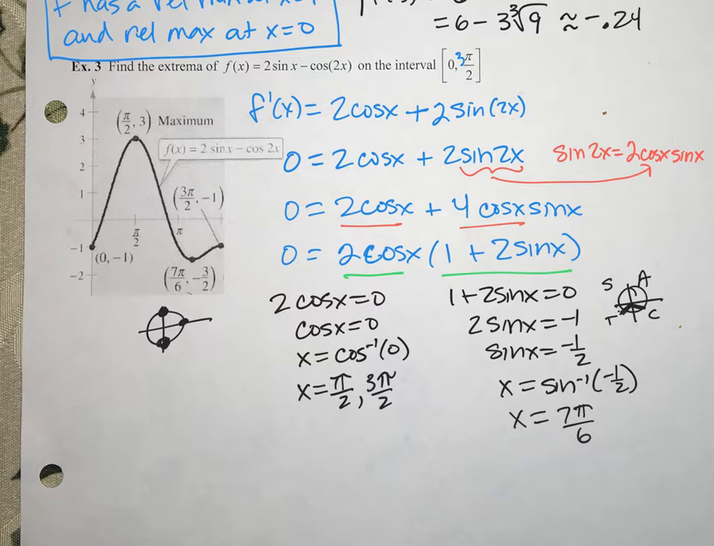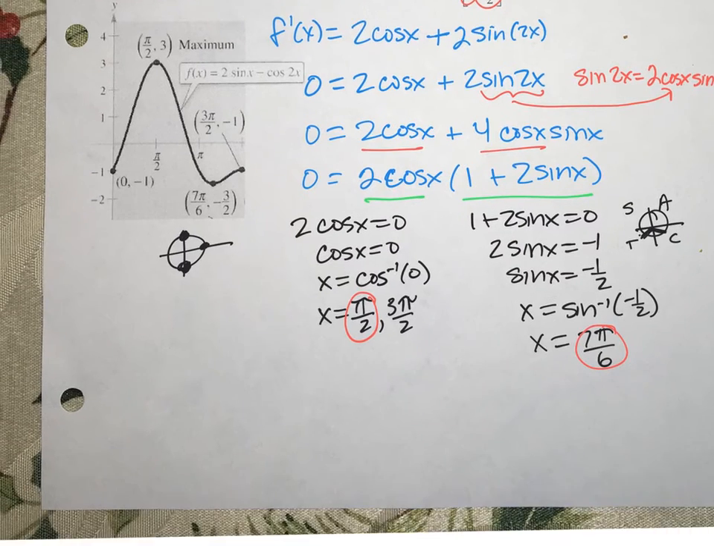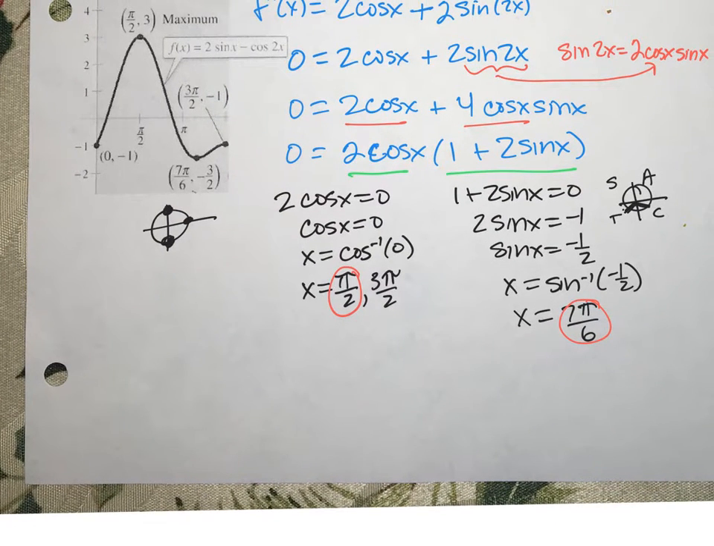Okay, so now we have all of our candidates. We have the endpoints, 0 and 3 pi over 2. And then we have our critical numbers, pi over 2, well, 3 pi over 2 we're not going to repeat, and then 7 pi over 6. Okay, so if we make it a chart now, let's make a candidates test chart.